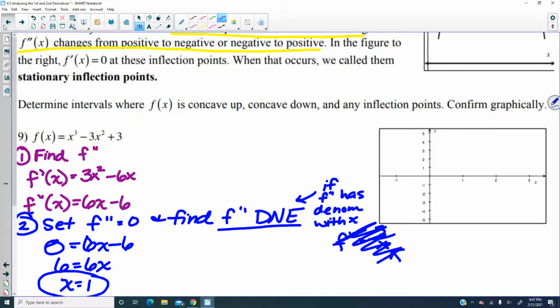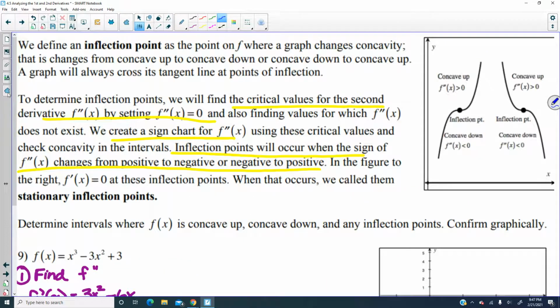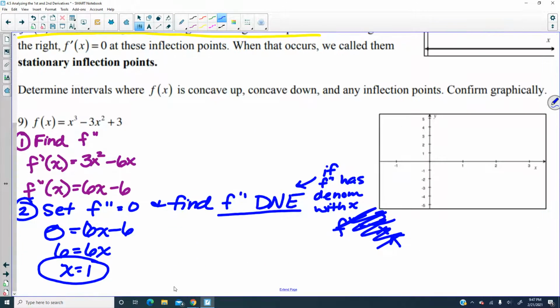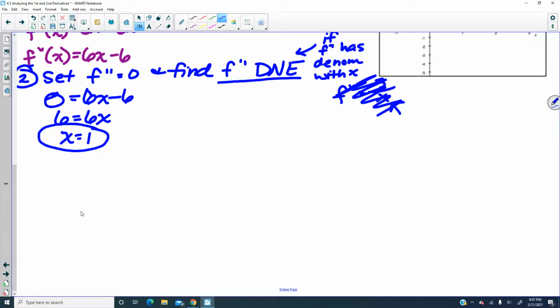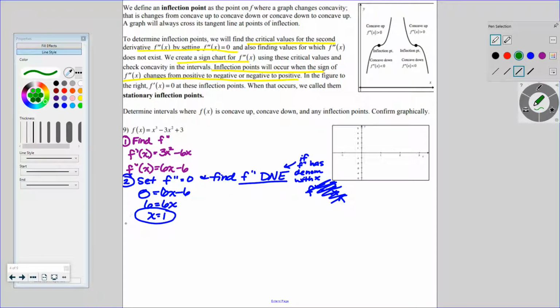Okay, step 3 was to create a sign chart using the critical numbers, and then step 4, determine the sign of f double prime on each interval. Okay. Extend the page a little bit, and I want to view the whole page. There we go. New color. All right, so step 3, we're going to create a number line, so make a sign chart.